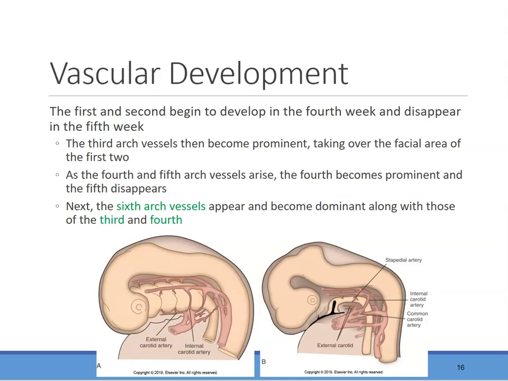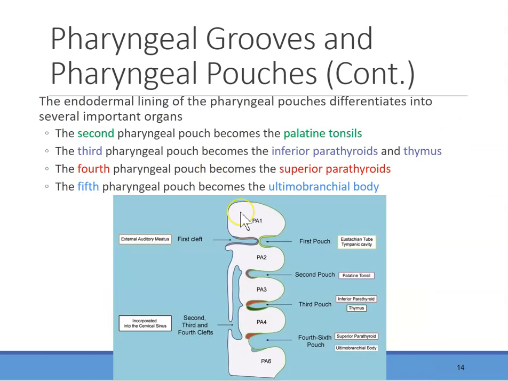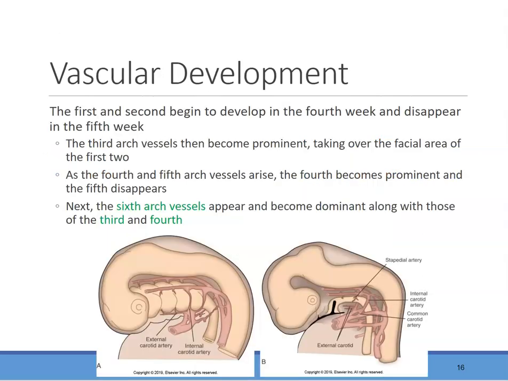So what we just looked at was what comes from the grooves or the clefts, and what comes from the pouches. Now what we're going to do is look at the vascular development. And when we say vascular, what I'm looking at is blood vessels.